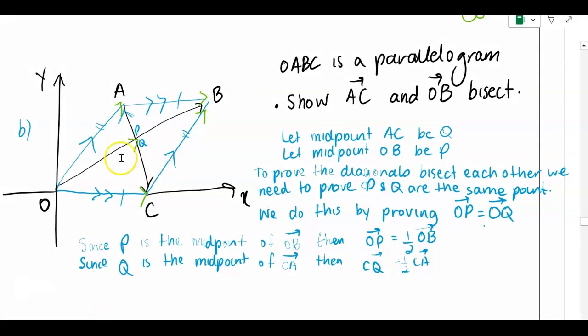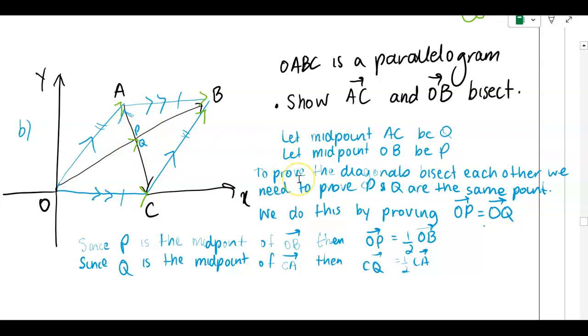To show that AC bisects OB, so that these parts here are going to be equal to each other, what we want to do is basically show that the point where they intersect is the same point no matter what vector we're on. So we're going to let the midpoint of our vector AC, which I think I'll call C in the direction to A, be Q, and let's let the midpoint of vector OB be P. So although they look like they're crossing in our picture, they may not be, and we have to prove that they are.